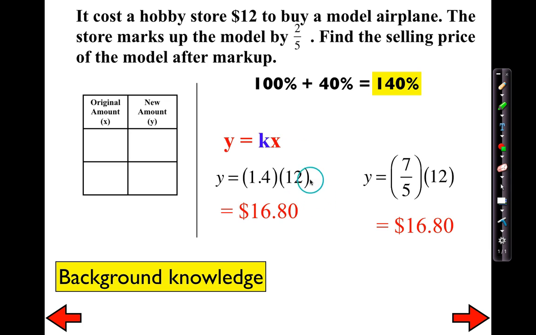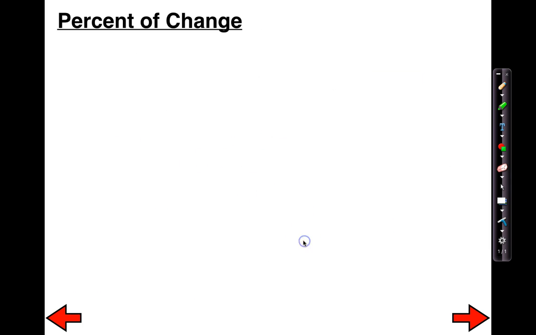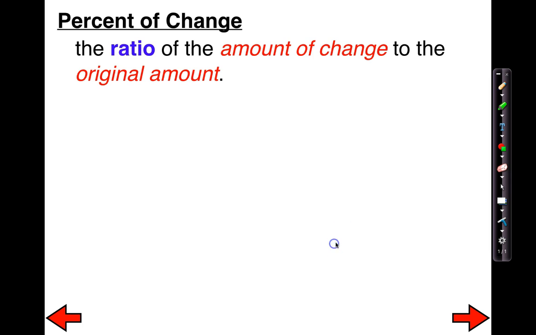So here, what I want you to look at is the original amount. If the original amount was $12, the new amount would be $16.80. Now, using the same thing, if you were to buy 20, then it would cost you $28. So now what we're going to do is talk about percent of change.